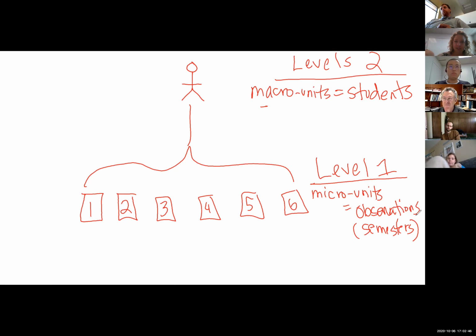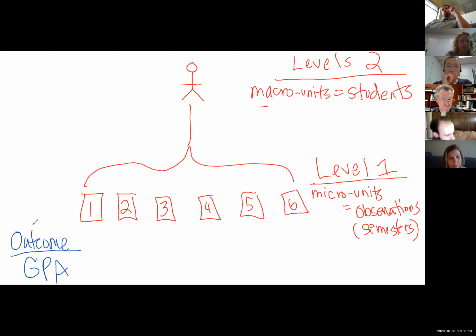Okay, so now that we've got our levels established, let's think about our outcome. What is the outcome we are tracking across these 6 semesters? Is it GPA? It is GPA. So our outcome is GPA. Outcome must be measured at the lowest level, and that's true for every multi-level model. Has to be. So we have a GPA at 1, 2, 3, 4, 5, 6.